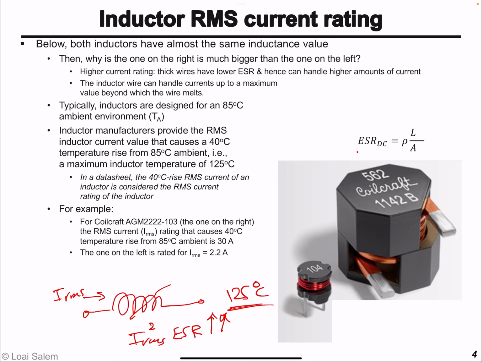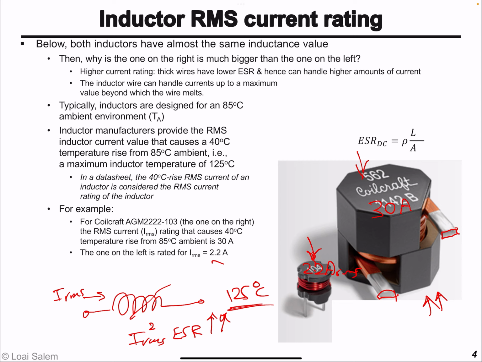As you can see in this figure, for example, the inductor on the right and the inductor on the left both have the same inductance value. However, why is this inductor very large? Well, you can see that the wires this inductor is made of are very thick, so its ESR is small and it can handle a higher RMS current rating. The inductor on the right has an RMS current rating of 30 amperes RMS, while the inductor on the left has a rating of 2.2 amperes RMS.